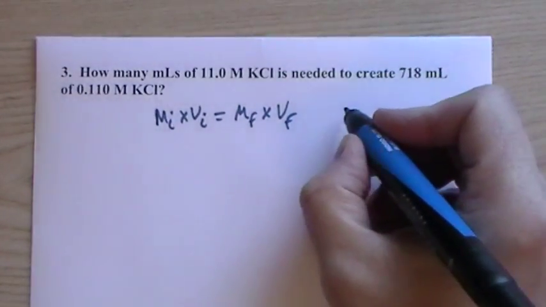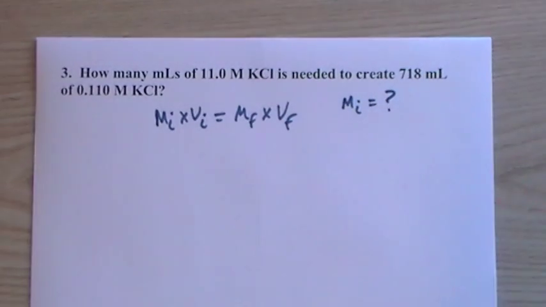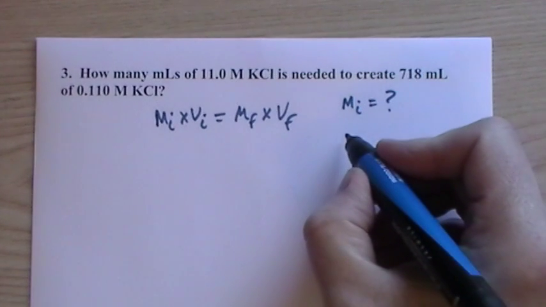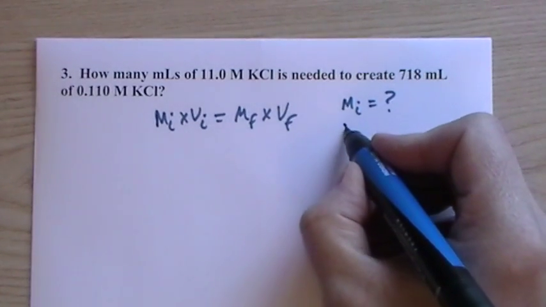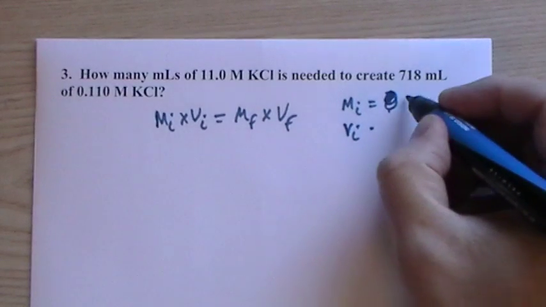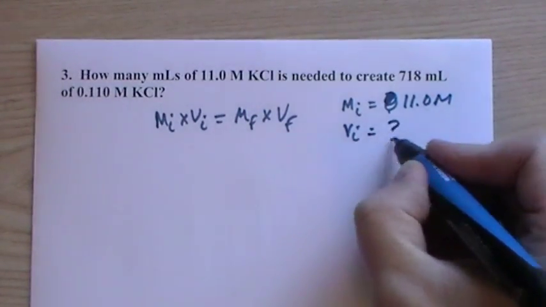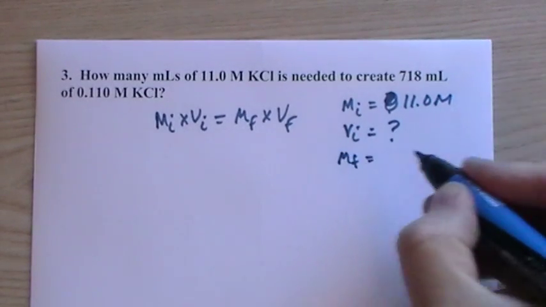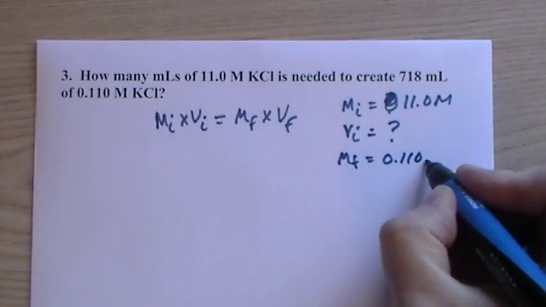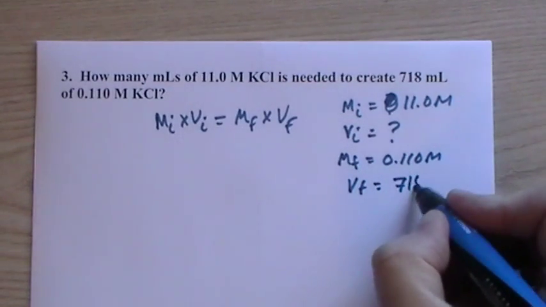We initially, how many mils? Okay, so what we don't know is the initial amount that we need to start with, the initial volume. Oh, actually, no, we know the initial concentration. That's known. The initial volume is unknown. The final concentration is known. That's what we're after. Our final volume is known.